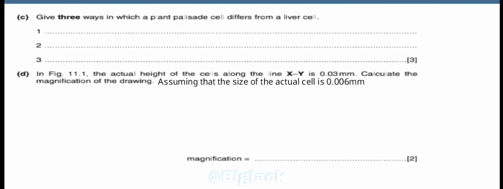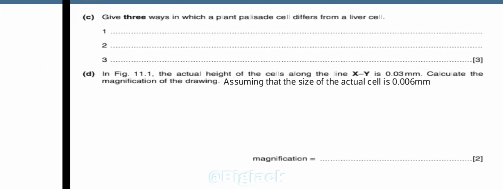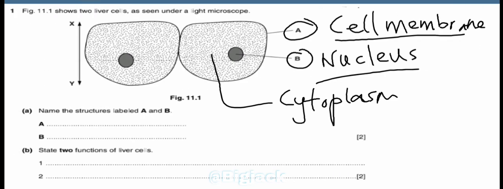Let's see the next one, which is C. Give three ways in which a plant palisade cell differs from a liver cell. So as you can see here, the liver cell has the general structure of an animal cell. Meaning here they are just telling us to differentiate between an animal cell and a plant cell.